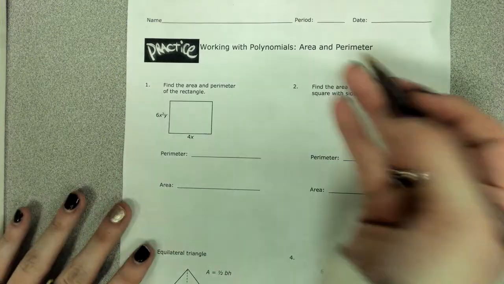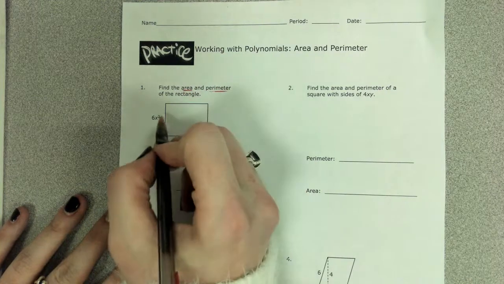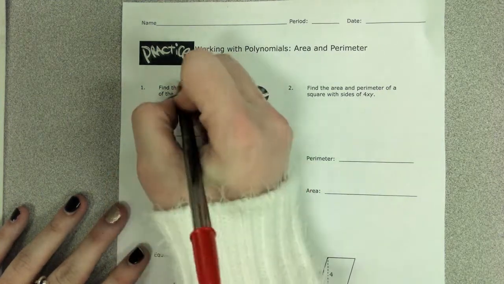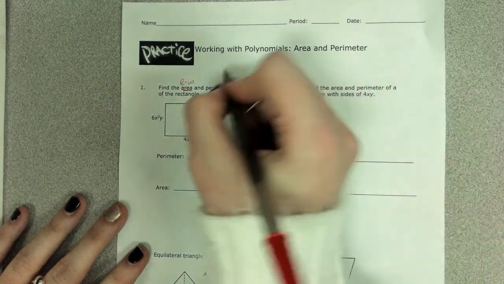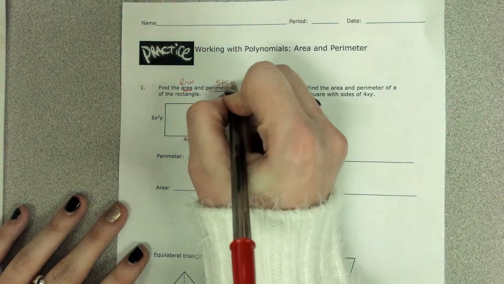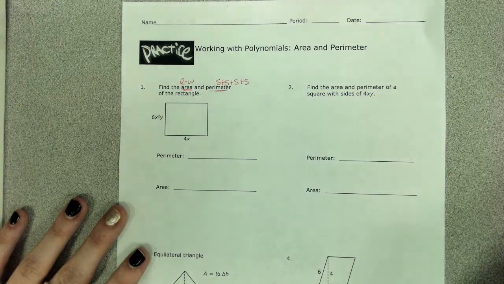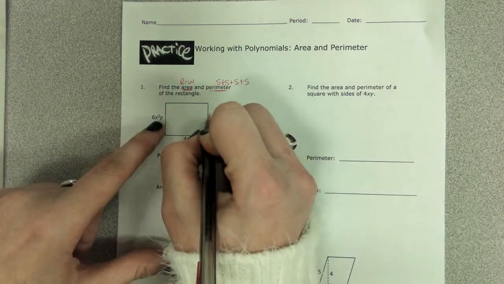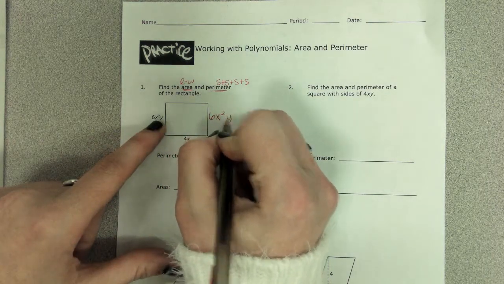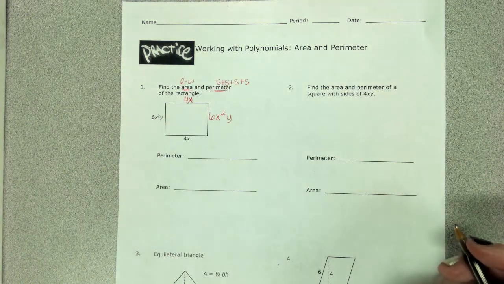All right, so for number 1, it wants us to find the area and the perimeter of the rectangle. Remember, area means I'm going to multiply my length times width. And then my perimeter is going to be all my sides added up. So side plus side plus side plus side. So remember that all I have to do is transfer these dimensions. So 6x squared y. And then that 4x can go up top.